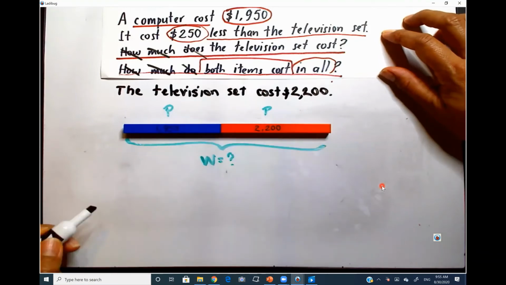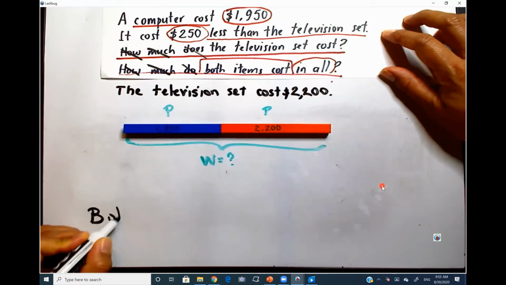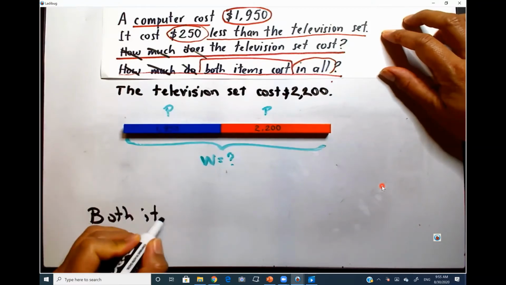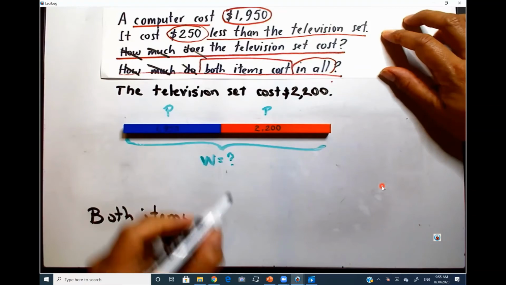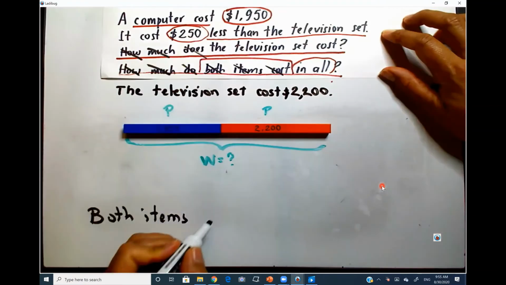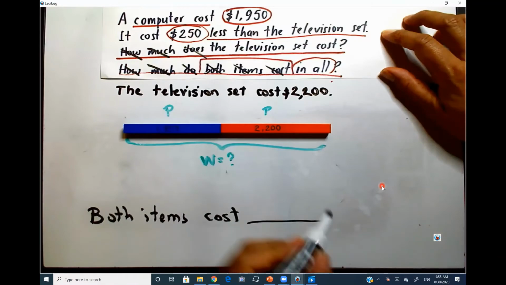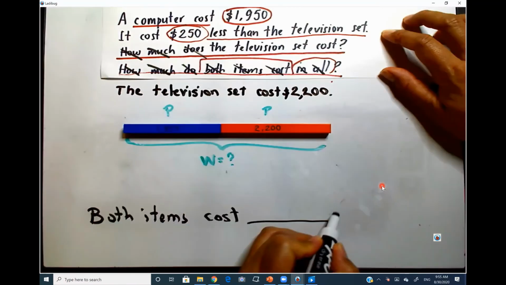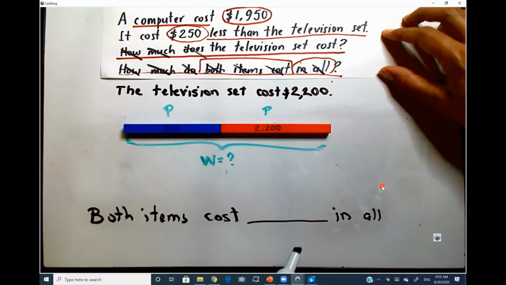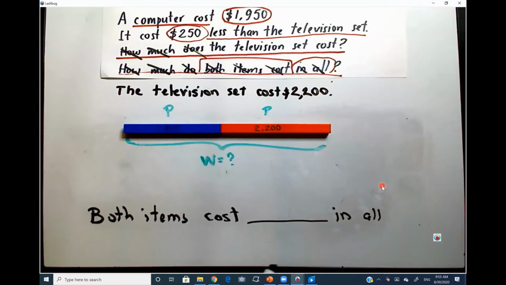So let's start making the sentence using the words on our left. So both items cost. We leave the space for the answer blank, and then in all. And then we just find the answer to our question. Remember, we can do the addition again.